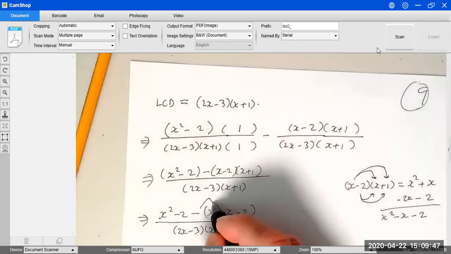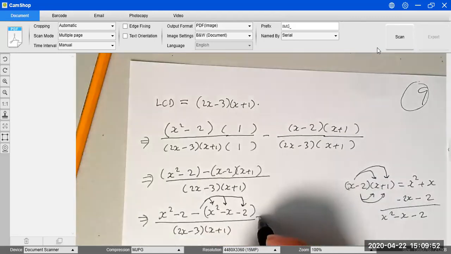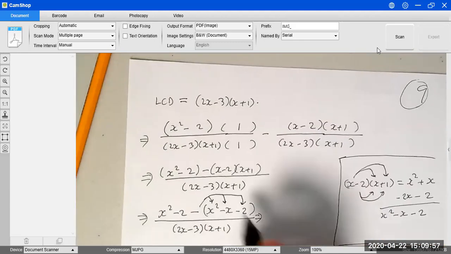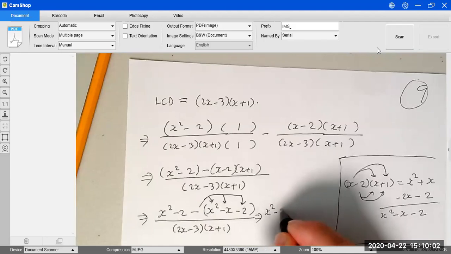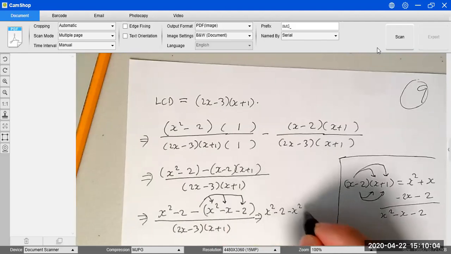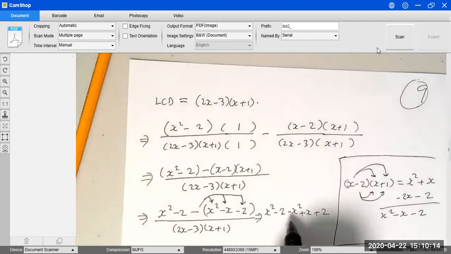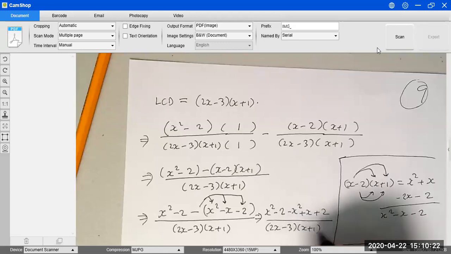Now we're going to apply the distributive property here to remove these parentheses. So we get x squared minus 2 minus x squared plus x plus 2. Everything inside of the parentheses changes sign. So negative, positive, positive, over 2x minus 3 multiplying x plus 1.